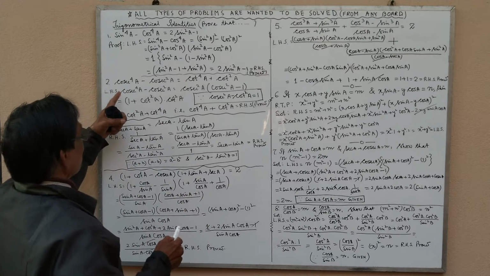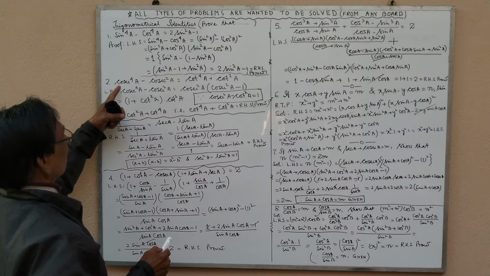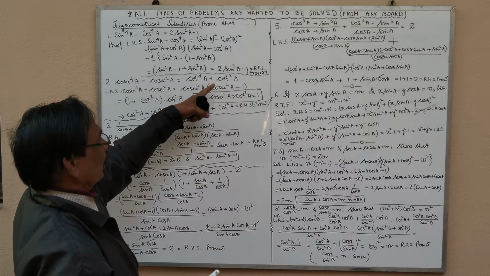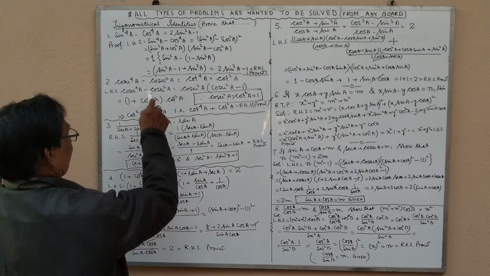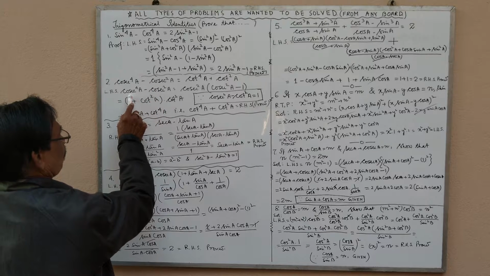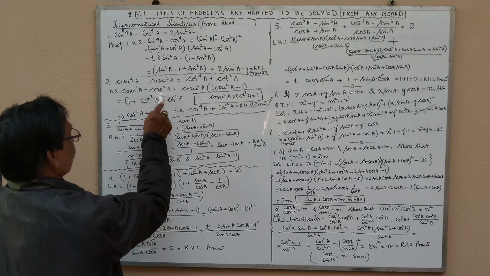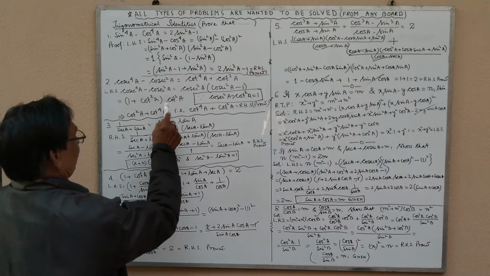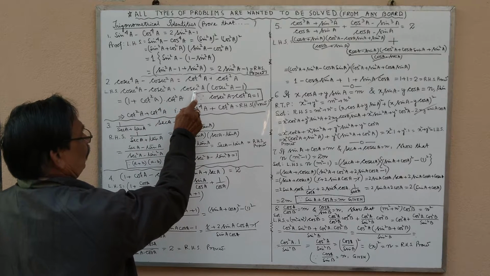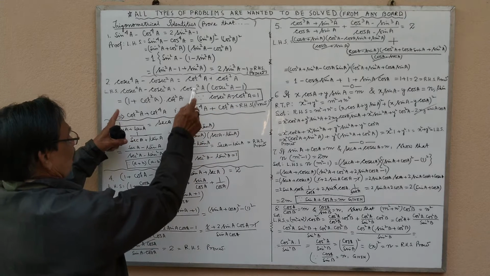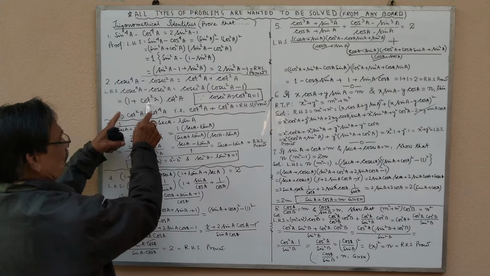Now the second is the same thing: cosec⁴a minus cot⁴a equals cosec²a plus cot²a. Taking the left hand side as cosec⁴a minus cosec²a, taking cosec²a as common, this is cosec²a times (cosec²a minus 1).